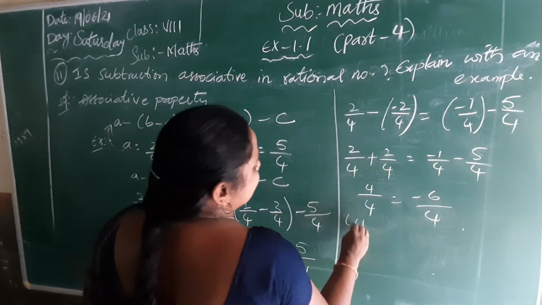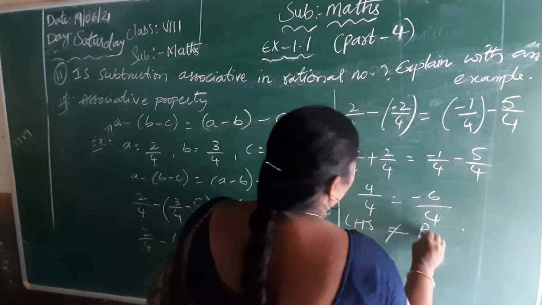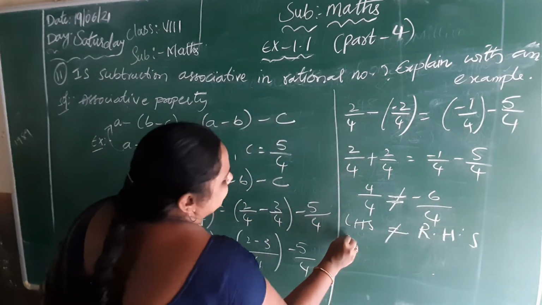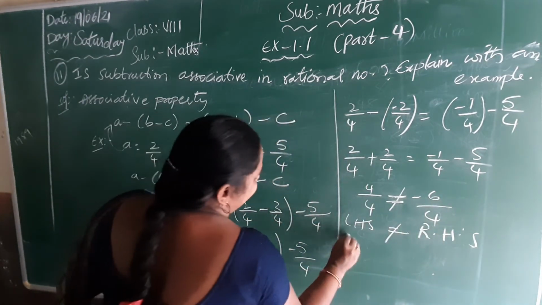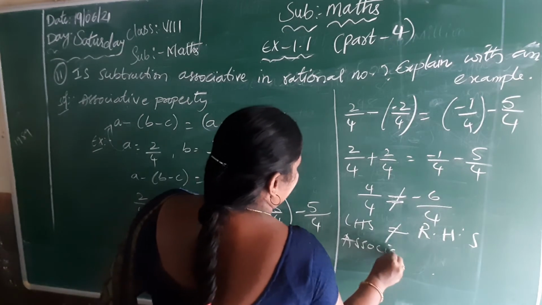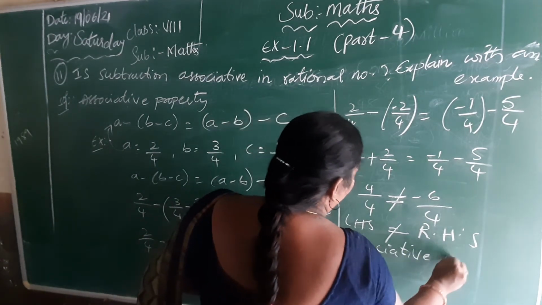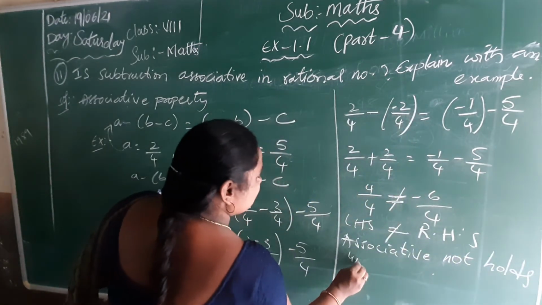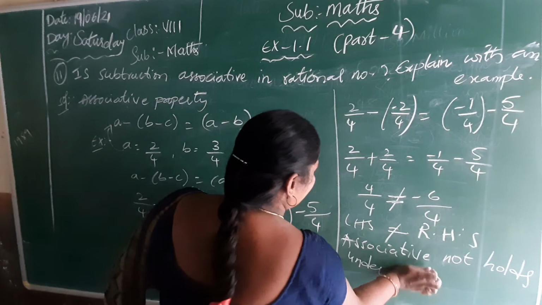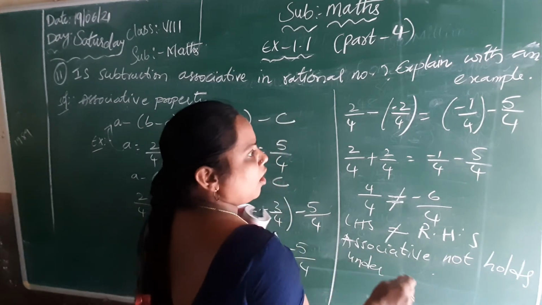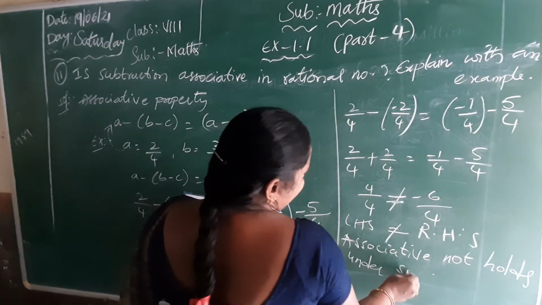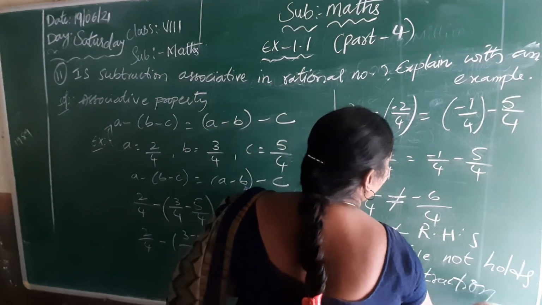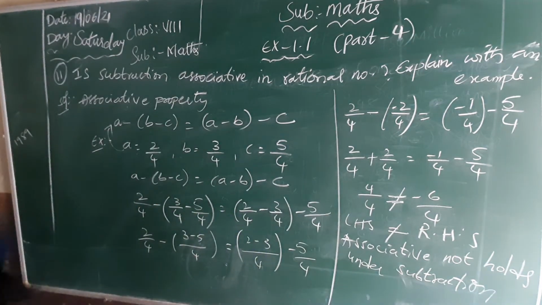So LHS is not equal to RHS. Therefore, what can we conclude? Associative does not hold under subtraction. With this, we proved that the associative property does not hold under subtraction. Is it clear? This is the 11th problem.